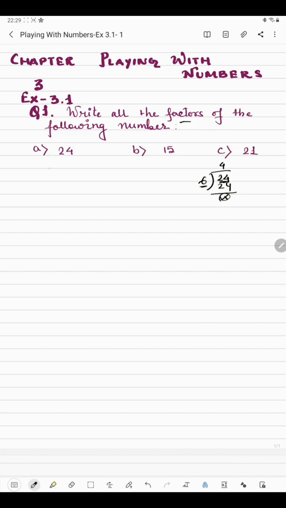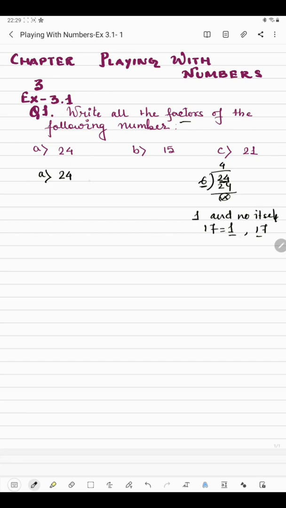Similarly here also we'll start from 1, and always remember, there are two fixed factors. Whatever number is given, whether it is 17, 18, whatever, there will be two fixed factors: one is 1 and the other is the number itself. Like here if I take 17, 17 can be divided by 1 and the number itself, 17. So at least two factors will be there for whatever number.